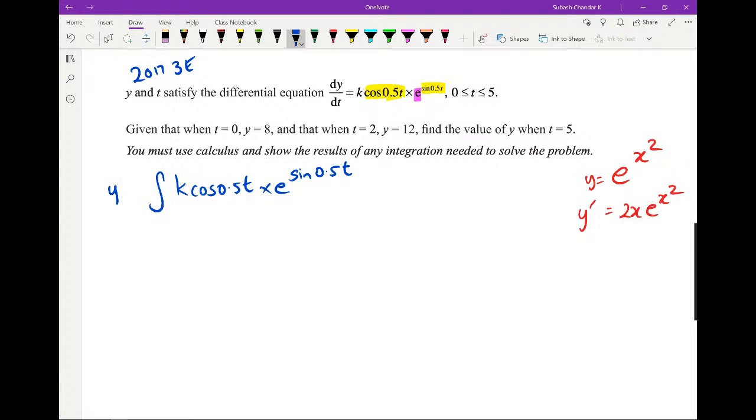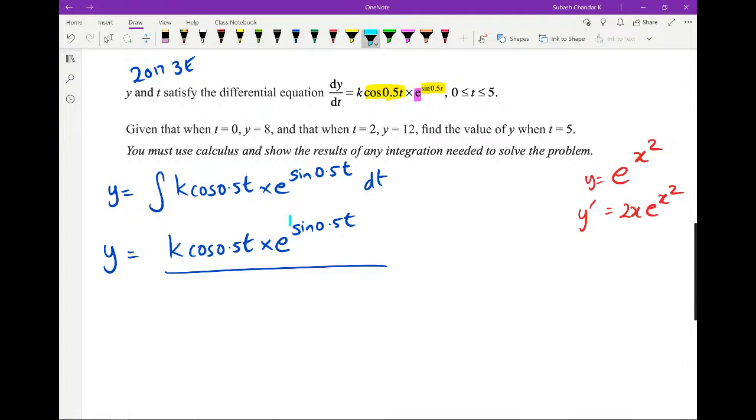So I'm going to put this as dt. Then I get y is equal to k cos 0.5t. When I integrate exponential functions, I leave everything as it is, but I have to divide by the differentiation of sine of 0.5t. Now, when I differentiate sine of 0.5t, I get 0.5 cos 0.5t.